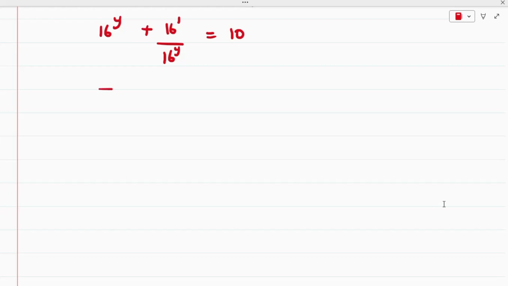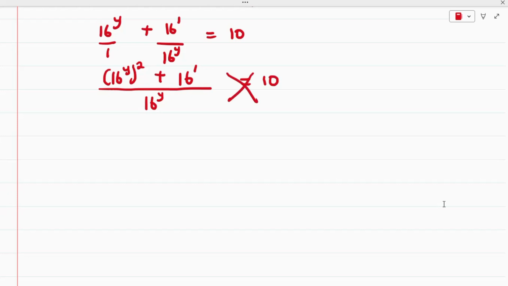So from here we want to simply look for the LCM. The LCM here is 16 raised to the power of y. Multiplying through, we have 16 raised to the power of y all squared plus 16 raised to the power of 1, since 16 raised to the power of y divided by 16 raised to the power of y is 1, and 1 times 16 raised to the power of 1 is the same thing as 16 raised to the power of 1, and this is equal to 10.